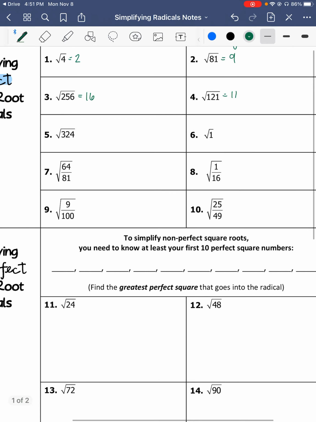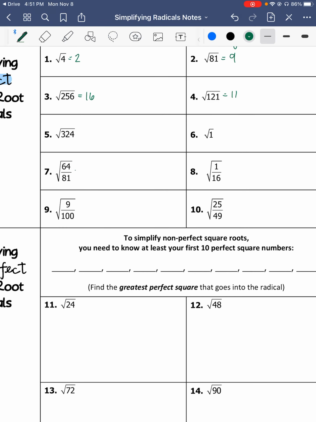Let's hop down here to number 7, where we have these fractions. We did this at the beginning of the year, but I'll give you a little refresher again. So if you have this square root of a fraction here, what we can actually do is split this into the square root of 64 over the square root of 81. Okay, and then we can just calculate those separately, which is going to be 8 over 9. And that's going to be your final answer, 8 over 9. Right, so here would be the square root of 1, which is 1, over the square root of 16, which is 4, right? Just works just like that, okay?